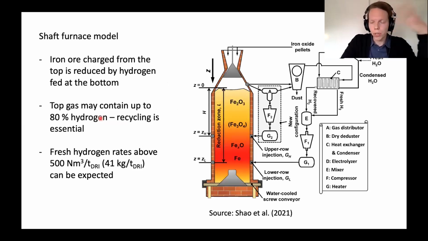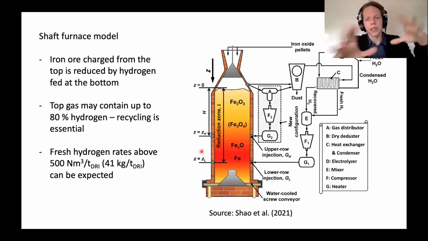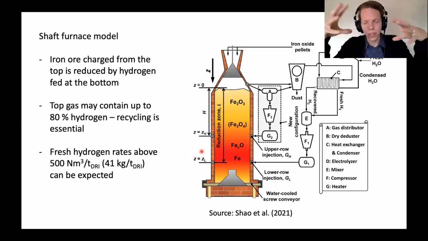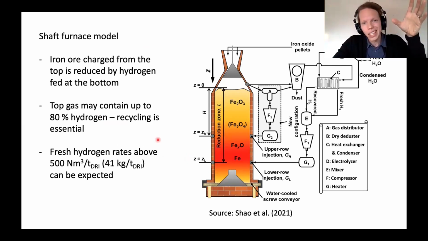Regarding these more detailed models, we have, for example, a model of a shaft furnace where the hydrogen reduction takes place. And from analyzing the constraints for these processes, we can build them into this system model as well. We can, for example, see that in this shaft furnace, the top gas that exits the furnace might contain up to 80% unreacted hydrogen. So there's clearly a need for hydrogen recycling in the shaft furnace process.